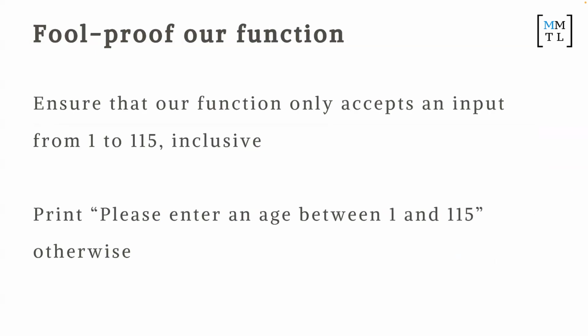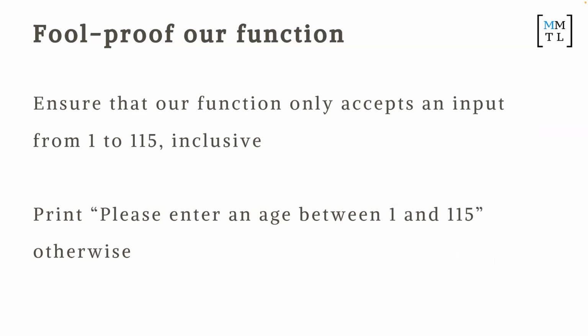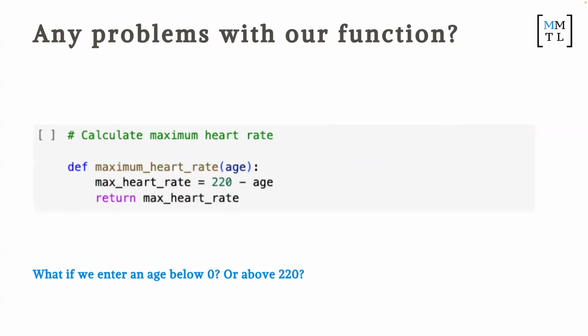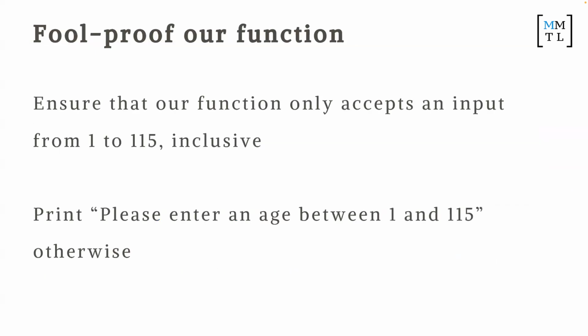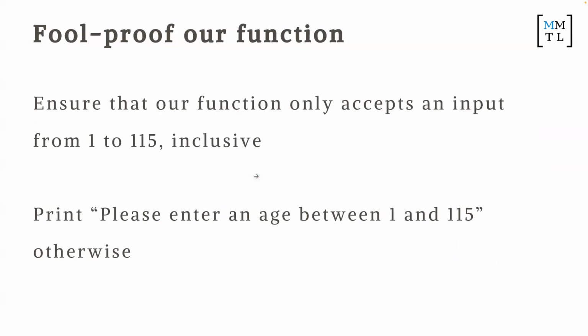So right now, our function has a problem. It works if you just call it in your code. But what if you enter maximum heart rate and your age is like -10? Or if you enter 300 as your age, you're going to have a heart rate of -80. So let's try to foolproof our function so that it only accepts input from 1 to 115 inclusive. If the input isn't in that range, it will ask the user to please enter an age between 1 and 115. It doesn't need to be a while loop, just print it once and it can exit.